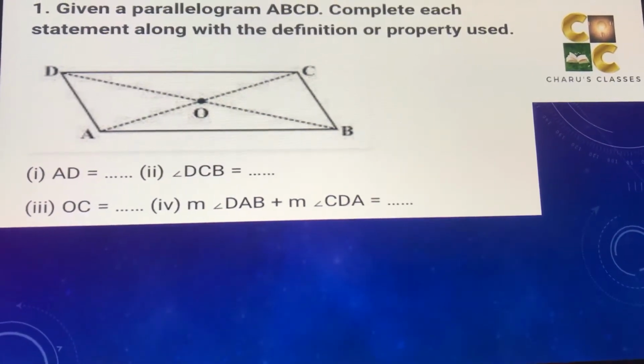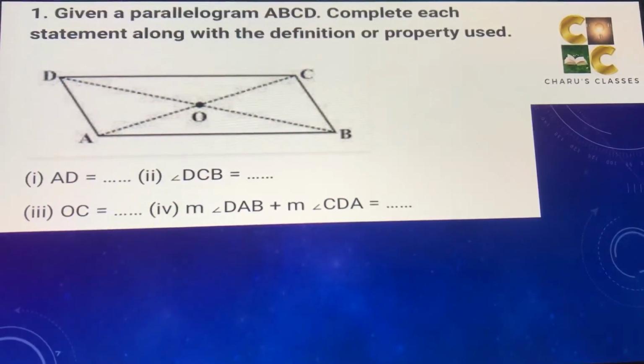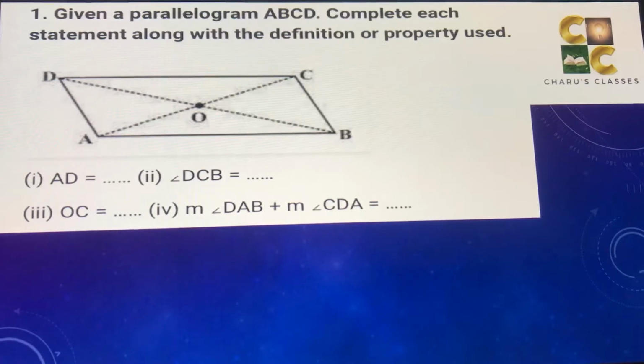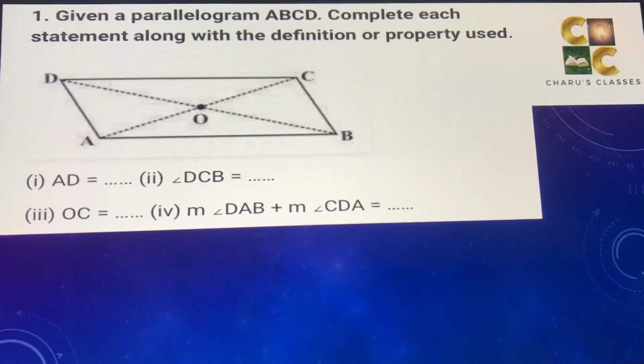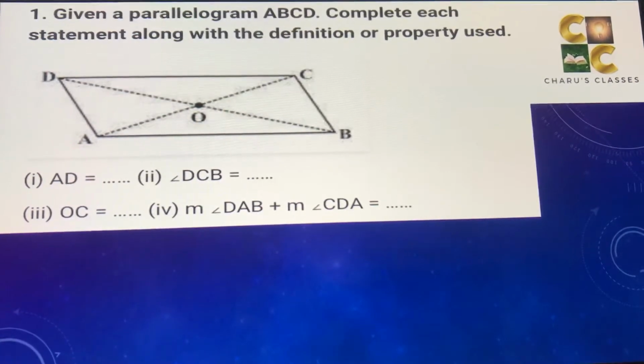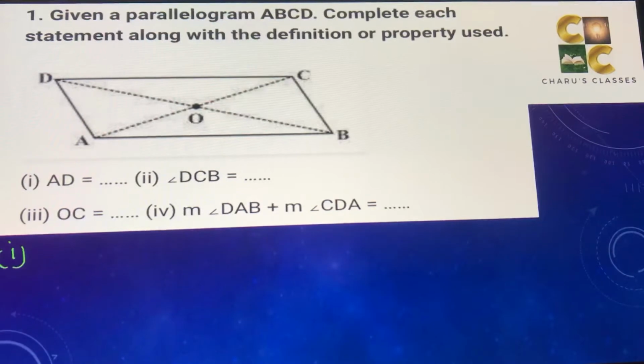Hello students, let's start with exercise 3.3 Understanding Quadrilaterals. Question number 1. Given a parallelogram ABCD, complete each statement along with the definition or property used. First is AD is equal to.